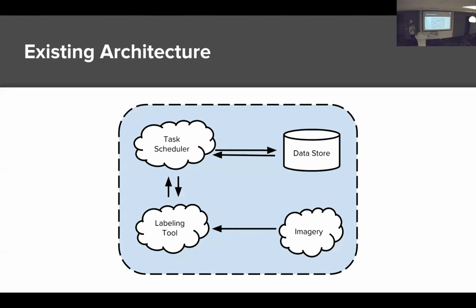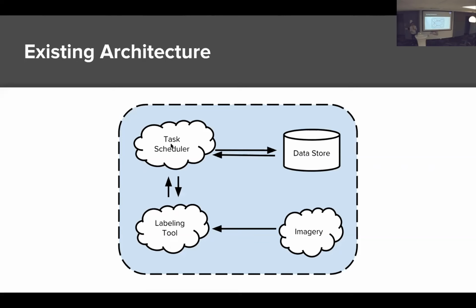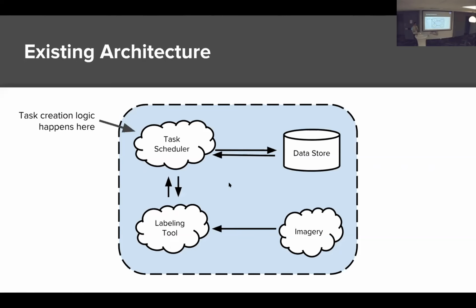So the existing architecture, simplified a little bit, looked something like this. We had a data store that stored metadata about images, and then a scheduling service that knew how to query the data store and say, what are the images that I should have users label? And then a labeling tool where, when users logged in and requested a task, it would reach out to the scheduler and say, give me a new task. The labeling tool also knew how to fetch the images to render them to the user. All the existing task creation logic was in this task scheduler service. Like I said, it knew about the data store, so there was a coupling between the scheduler and the data store.